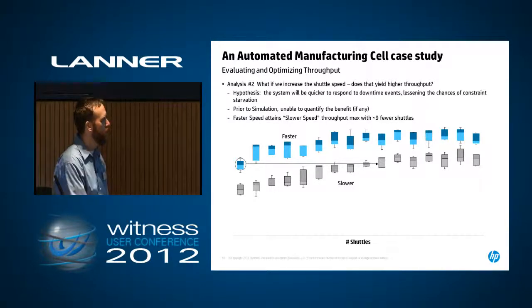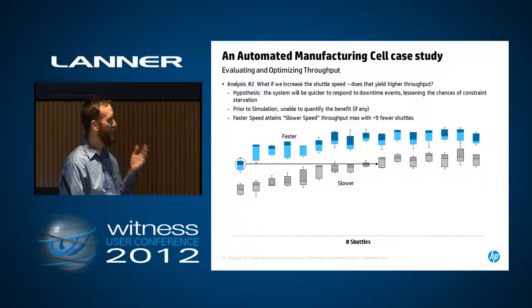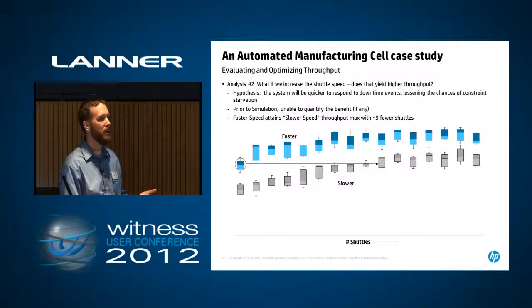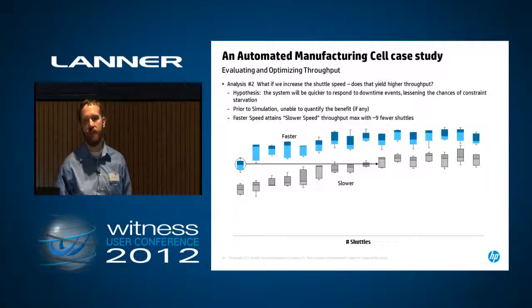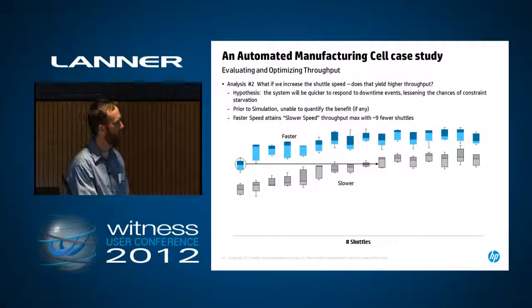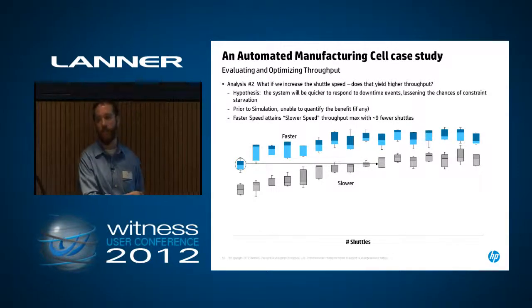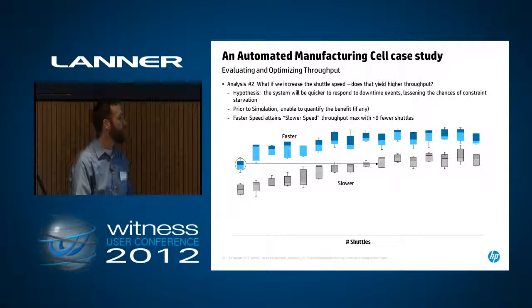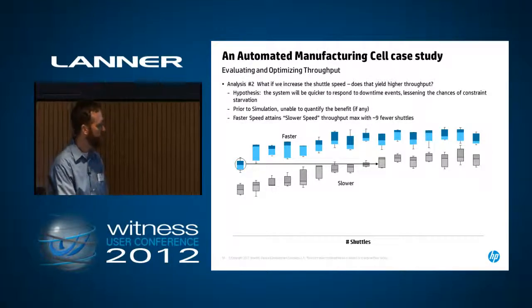So prior to doing a simulation, there might be an intuitive sense that this could be a benefit, but there's no way to quantify it, and there's no way to tell whether it was actually a benefit. But with simulation, it's really easy. You just set the shuttle speed higher and rerun the experiments. So that's what's shown here.